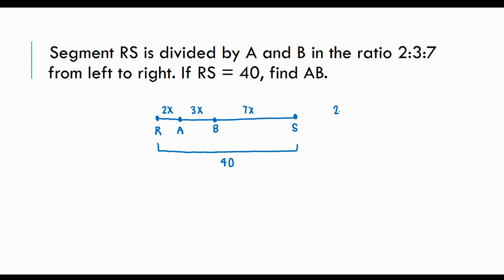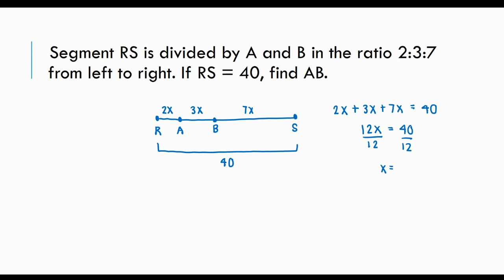So I'm going to create my equation by adding those three ratio expressions up together and setting it equal to the amount that I'm given. So 2 plus 3 plus 7, well, that's going to give me 12. So 12x equals 40. I'm going to divide both sides by 12.